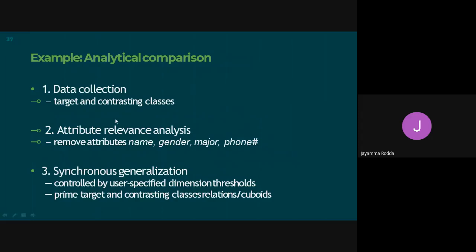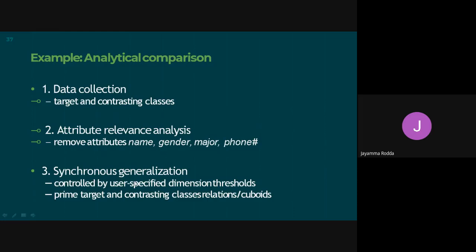So here in the analytical comparison, the first task is data collection, then attribute relevance analysis, then synchronous generalization. So data is collected and target and contrasting classes are divided. So graduate and undergraduate. Target class is graduate class and the undergraduate class is contrasting class. Next, attribute relevance analysis. What do we do? Well, out of the list of attributes available, we removed name, gender, major, and phone number because they are irrelevant for our processing.